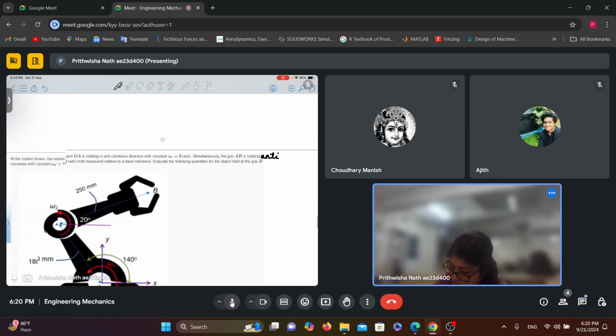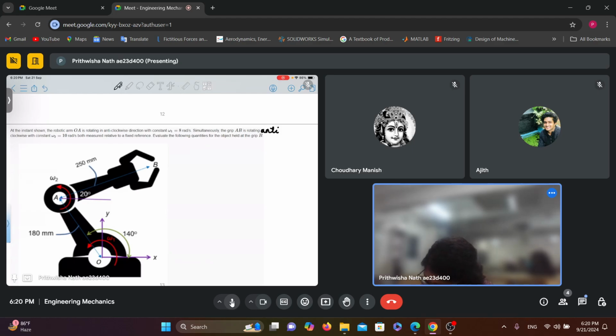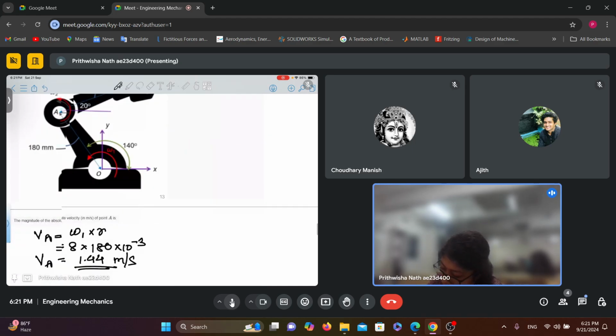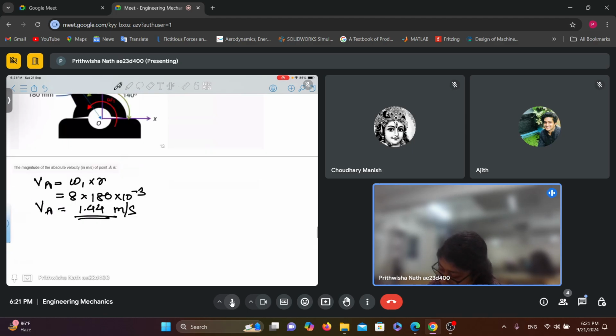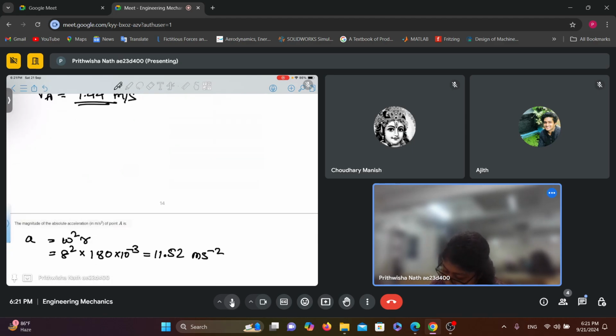Now in the last problem, both of these links are rotating. OA is rotating with constant omega 1, 8 radians per second, and the link AB is rotating with omega 2, 10 radians per second. So you are asked to find out the velocity of A, which is nothing but omega 1 into R, and the acceleration, which is omega square into R.